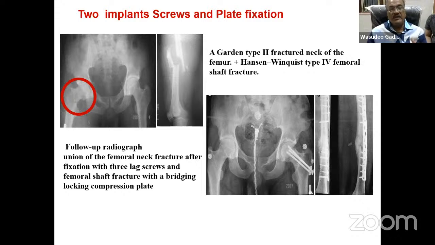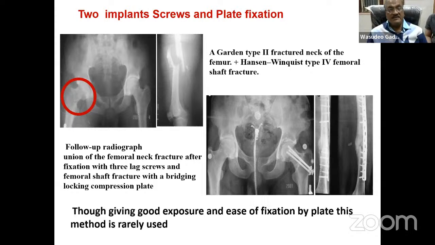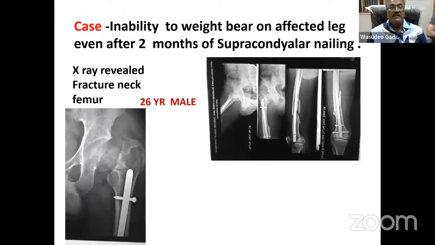Two-implant screw and plate fixation, but plate fixation is a very cumbersome technique. It requires a long open incision. Probably the chances of infection are much more. Therefore, this method is not in practice in recent years. Though it gives good exposure and ease of fixation by plate, this method is now rarely used.